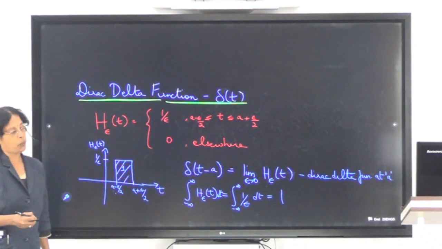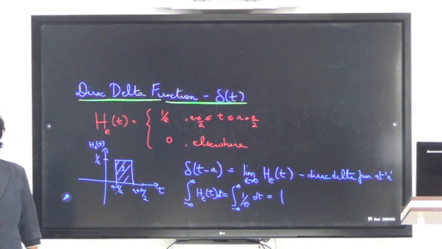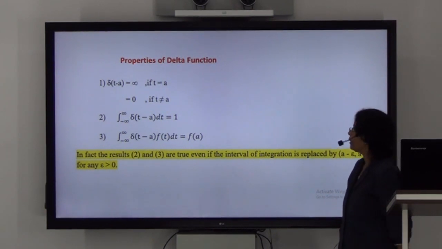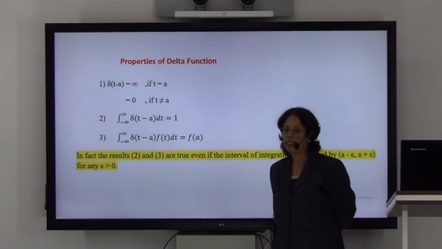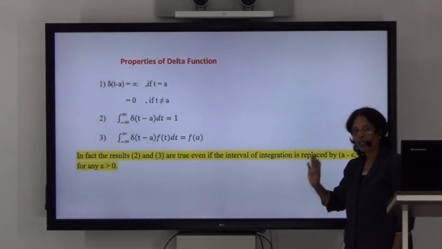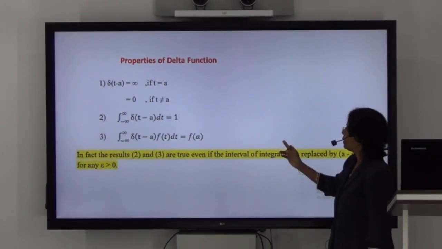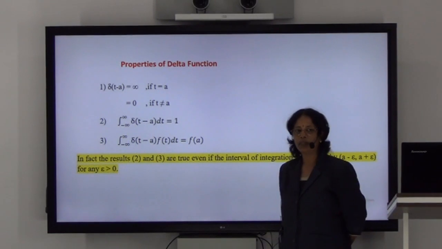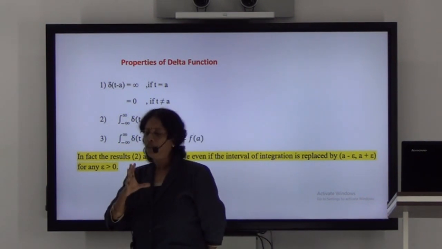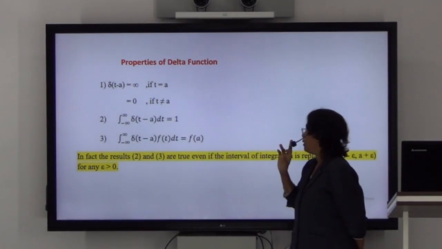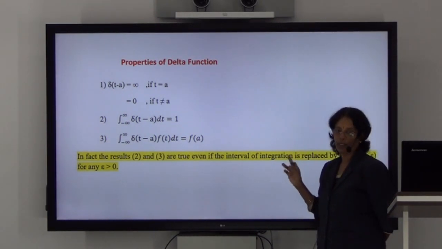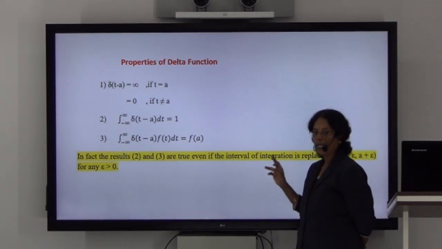It has some properties which we are going to discuss now. Some properties of the delta function. The first one: you see that delta of t minus a is infinity at t equal to a. At all other points where t is not equal to a, the delta function is 0. Next, the integral from minus infinity to plus infinity of the delta function is 1. That is, as I told you, the total area of that function is 1. And the third one: the integral from minus infinity to plus infinity of delta of t minus a into f of t is nothing but the function at a.